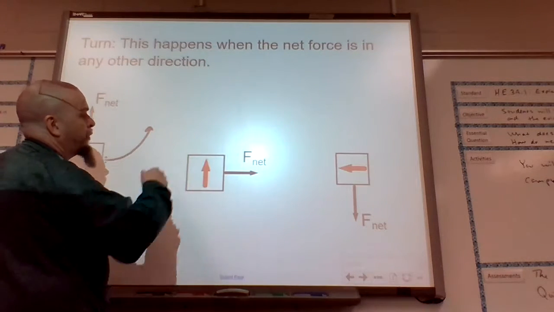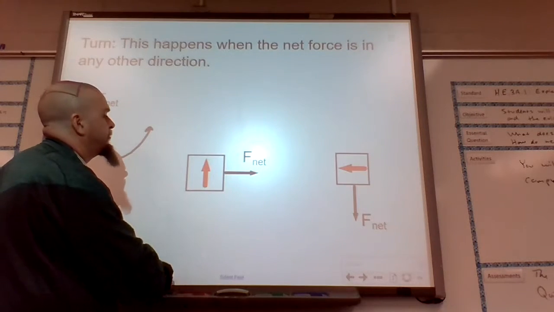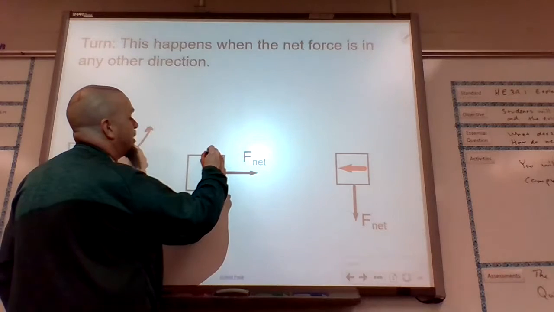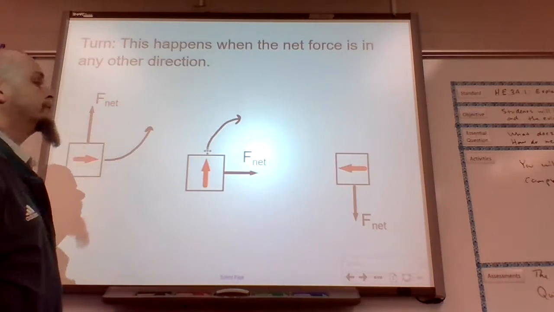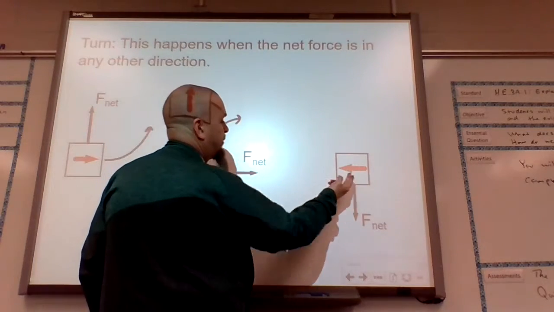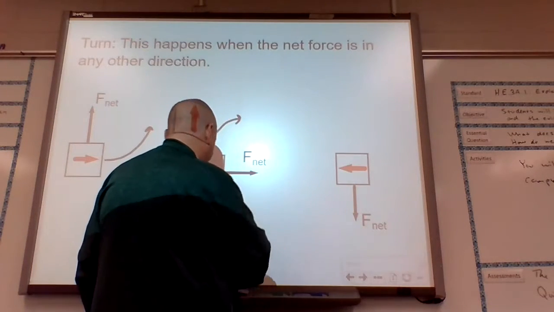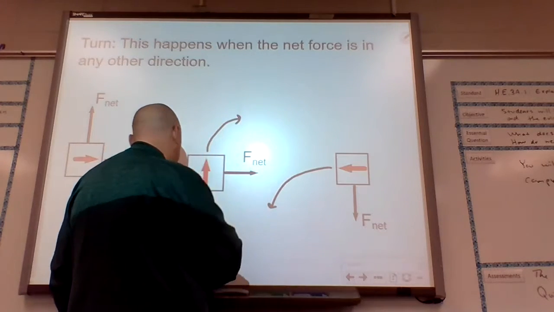This object is moving upward while there's a net force being applied to the right. So this object is going to be accelerated in the direction of that net force. So it is going to turn to the right. This object is moving to the left while a net force is being applied downward, so it is going to accelerate downward.